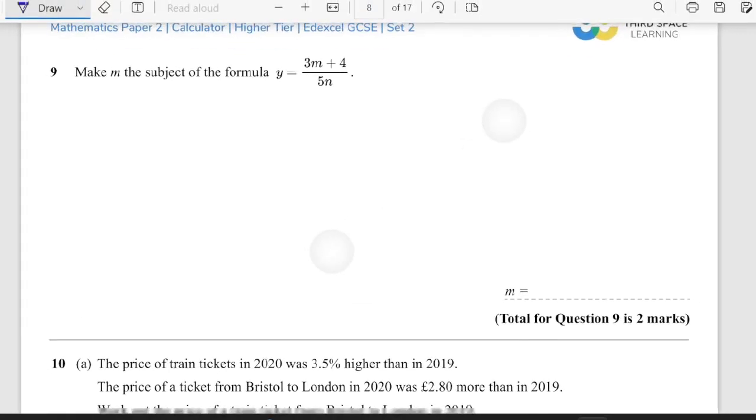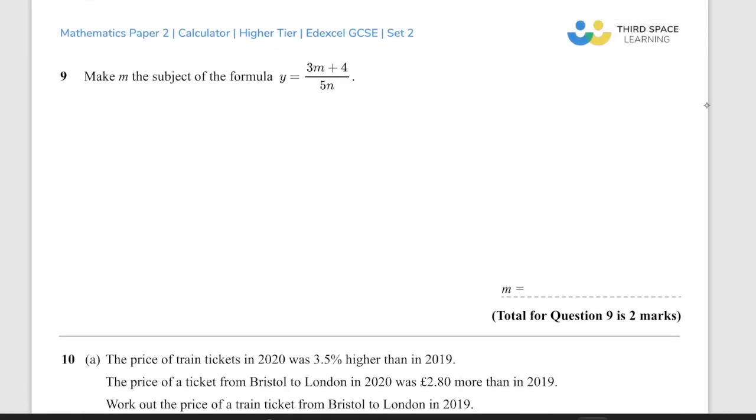Looking at my first step, I want to make m the subject. So my first step is to get rid of this denominator of 5n by multiplying by 5n on both sides. So 5ny will be equal to 3m plus 4. I then need to get rid of the plus 4. So 5ny plus 4 is equal to 3m.